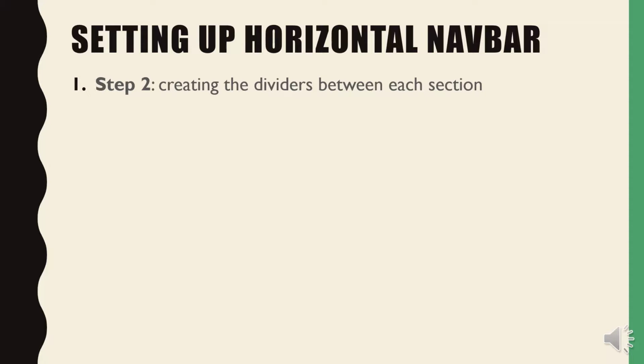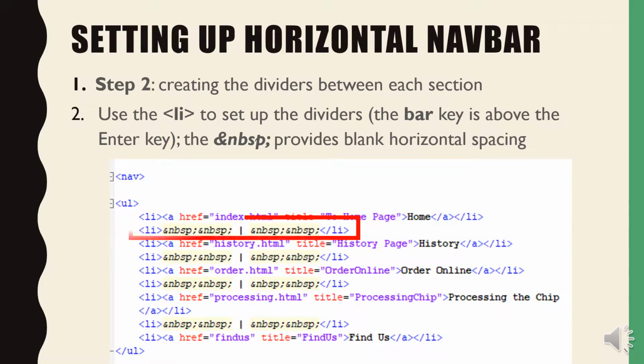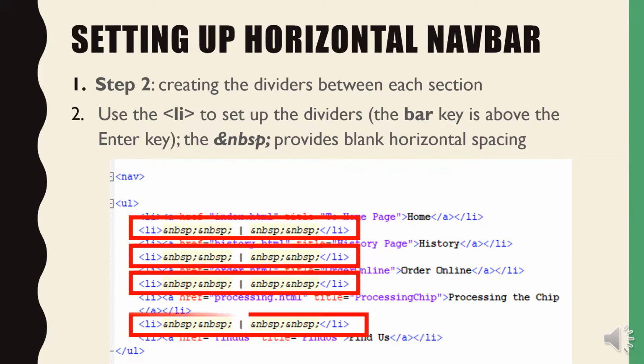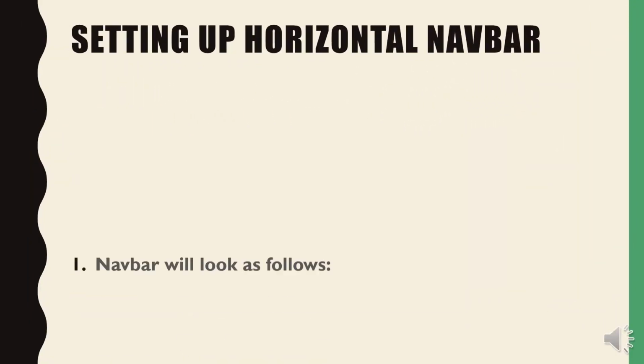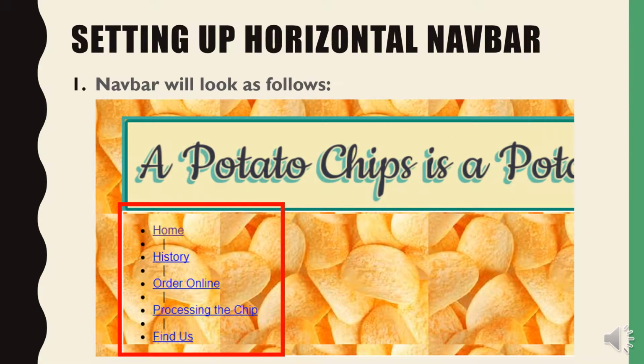Step 2. Create the dividers between each section. Using the LI to set up the dividers, the bar key is above the enter key. The ampersand NBSP provides blank horizontal spacing. So if you look at the example, between each of the line item pages, we have set up an LI with 2 non-break spaces, followed by the bar, followed by 2 more non-break spaces. This will set up spaces between all of the line items. The nav bar will look as follows after you have it linked and you have added the extra line items.